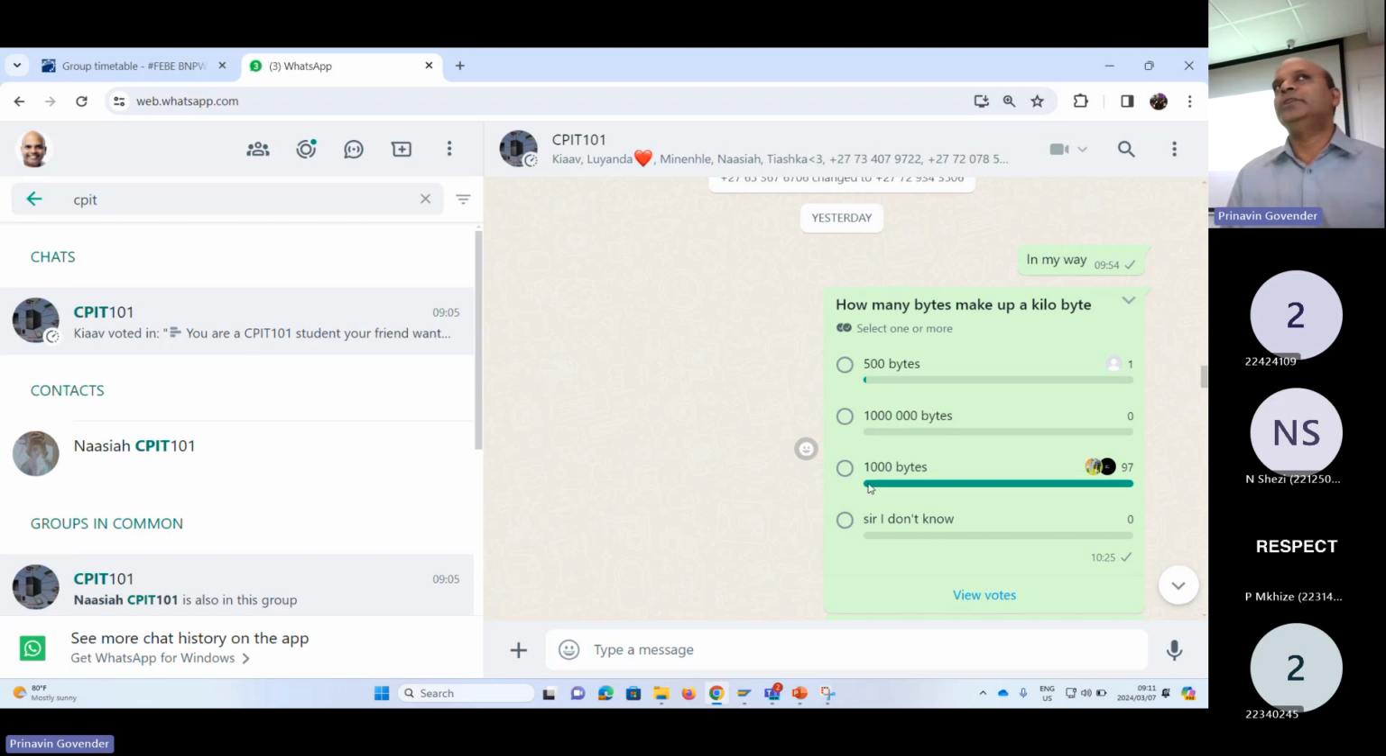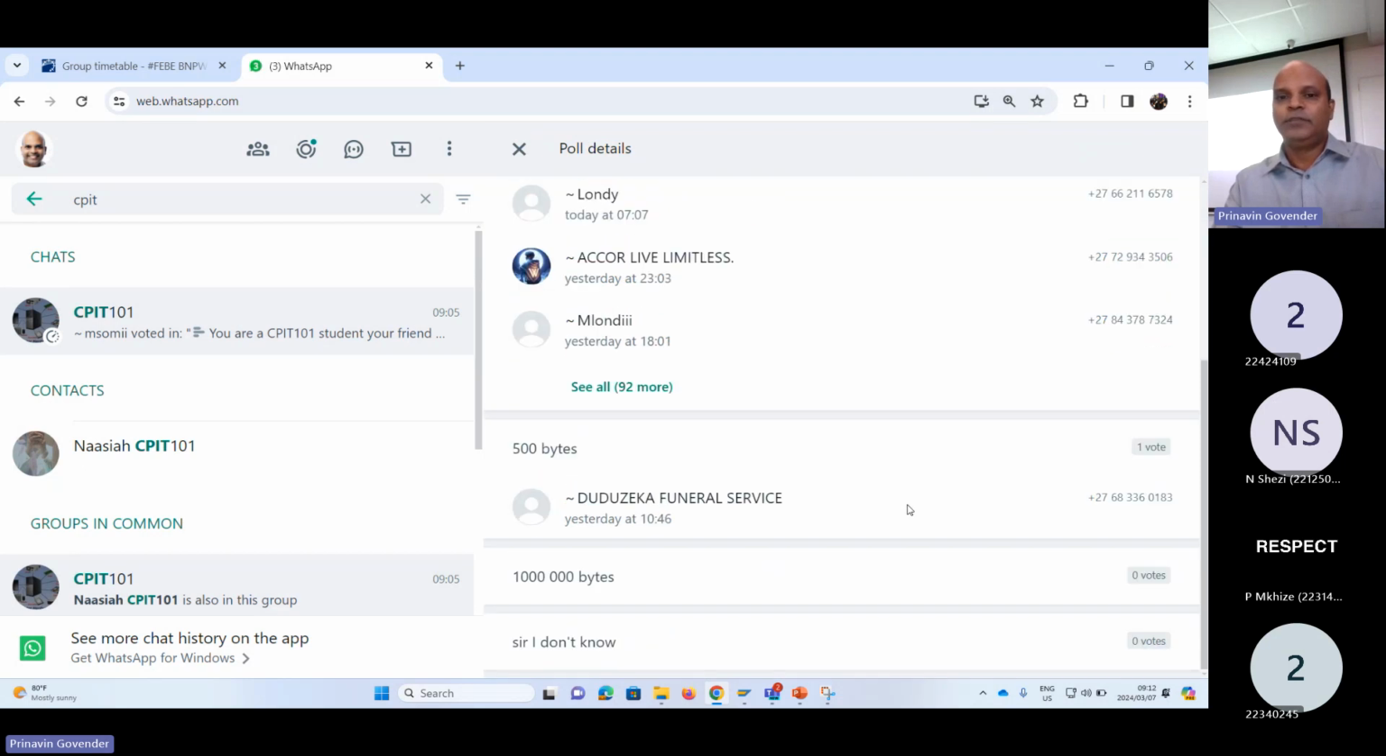Now, this also comes up where we talk about speed. We're talking about what speed we're looking at, 1,000 bits per second, right? That's another concept. I'm not going to check the votes. Who said 500 bytes here? One person said 500. Who said that? Right, I can check. I can view the votes there. Lucky nobody said, sir, I don't know. Who's that?